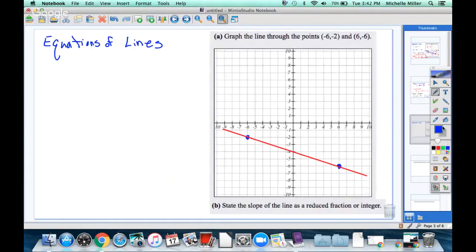So this line represents all solutions. It's a good idea to put arrows on the end indicating it continues that pattern up to the left and this pattern down to the right.